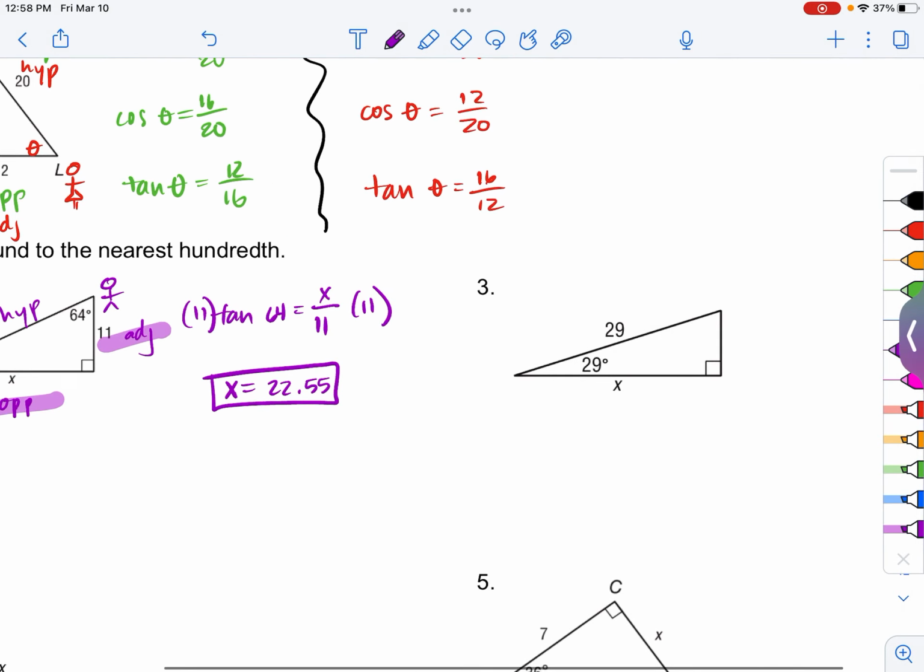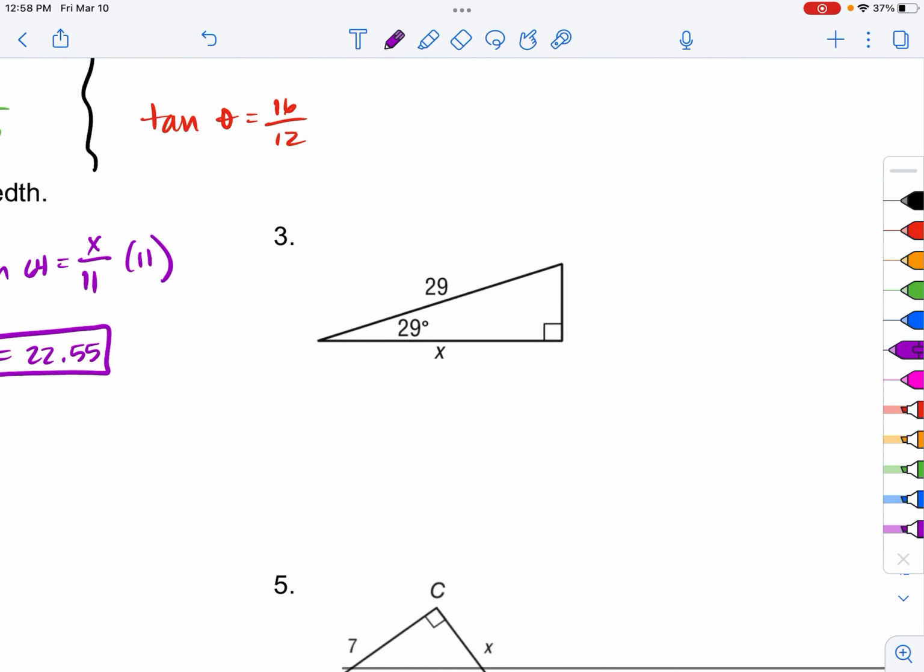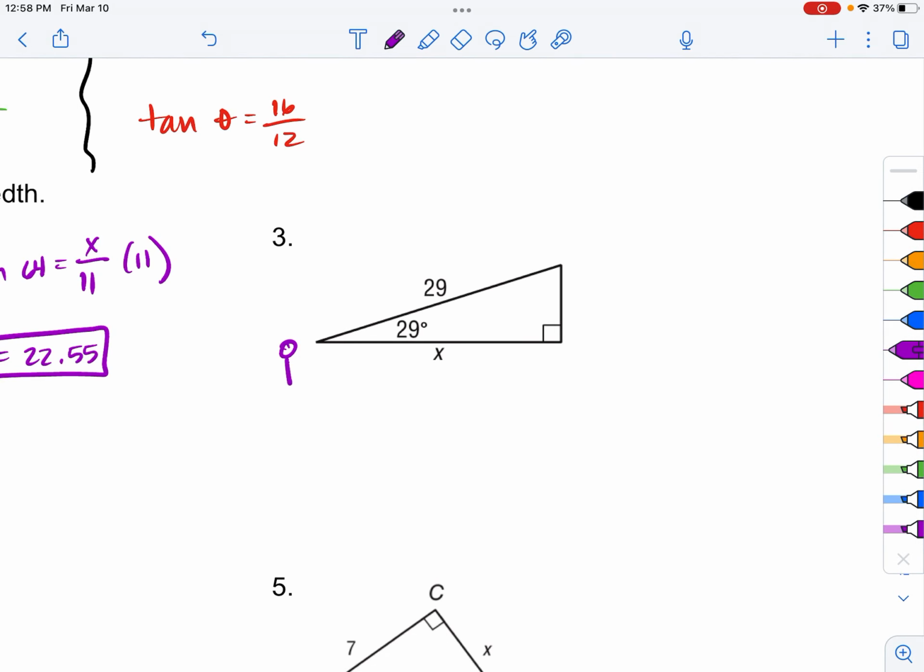Okay? Let's try another one. So let's label, we're from this perspective now. So let's look at what we have. We definitely have the hypotenuse, and we have the adjacent side. So which trig function has adjacent and hypotenuse? That is the cosine function.